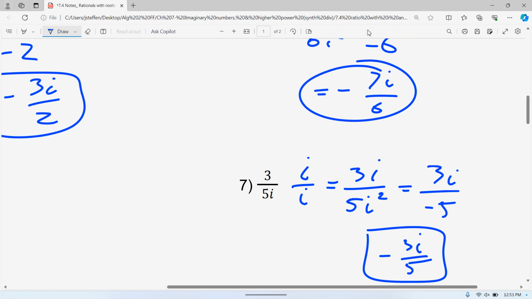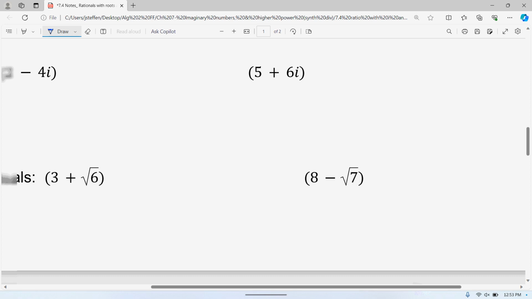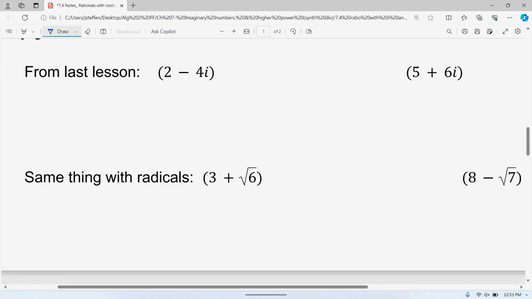All right, so my answer's up there, 3i and 5. On those, when you have a monomial. Okay, so next thing we're moving on to is if you have a binomial, so you have a binomial in the denominator. And the biggest thing we're going to talk about is the conjugate.